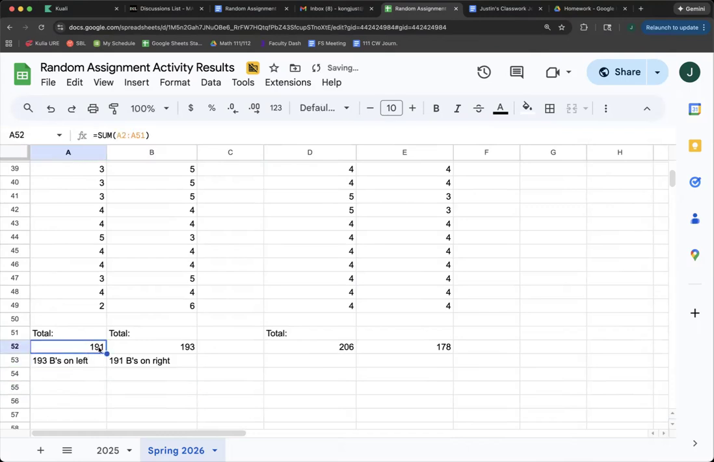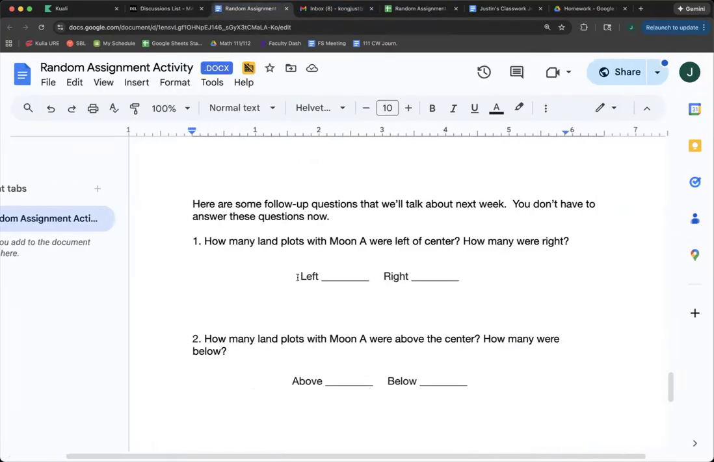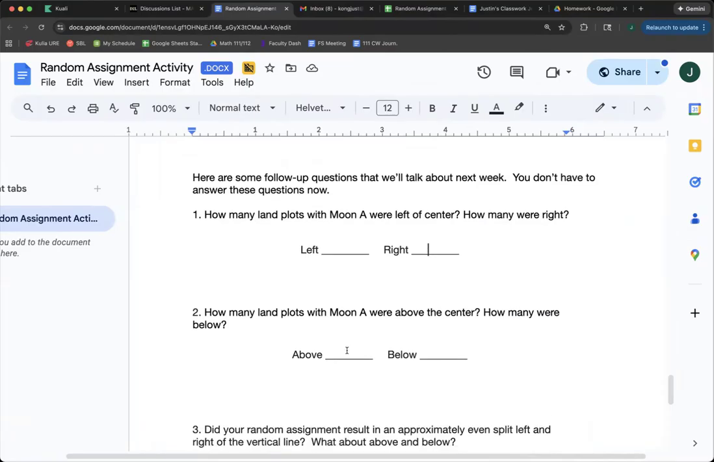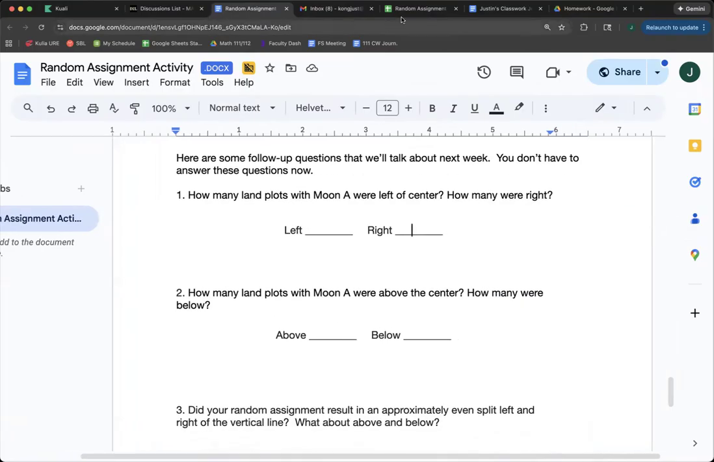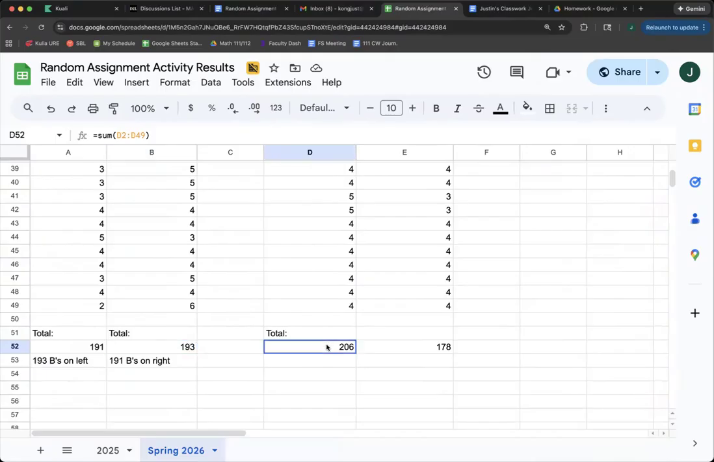So we really only need to pay attention to the A's. B's are going to fill in the gaps. So the answer here would be 191 and then 193. And then we do the same thing for above and below. The count came out actually a little further apart.